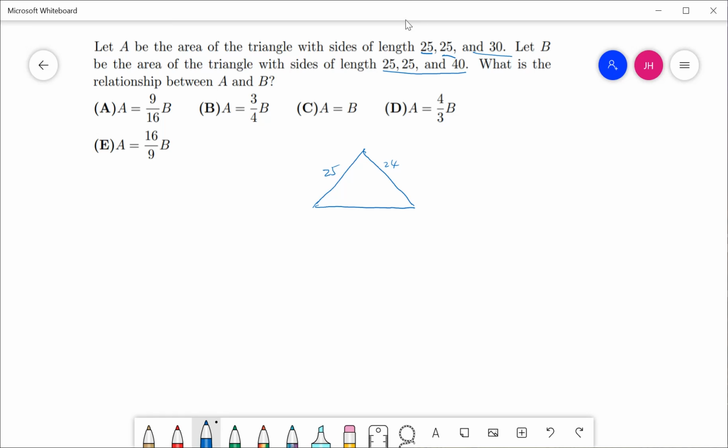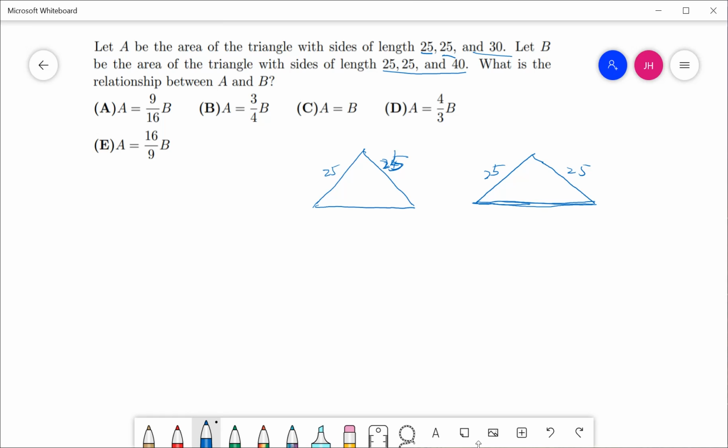So now let's draw the triangle for B. And it's an isosceles triangle as well. Alright, this is our B, or more precisely, B is the area of this triangle. So this is 25, 25, and this is 40. All right, both are isosceles triangles.